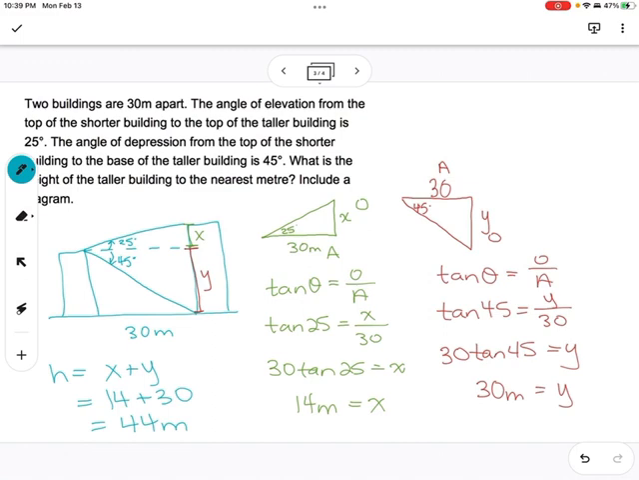Last thing we need to do with the word problem, we write our therefore statement. Therefore, the height of the taller building is 44 meters.